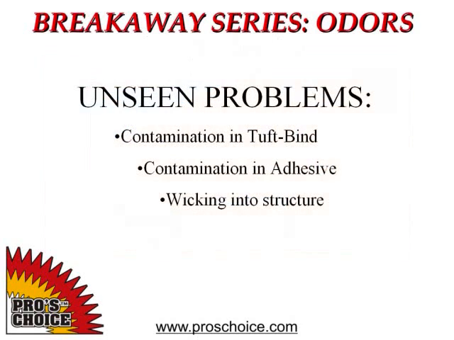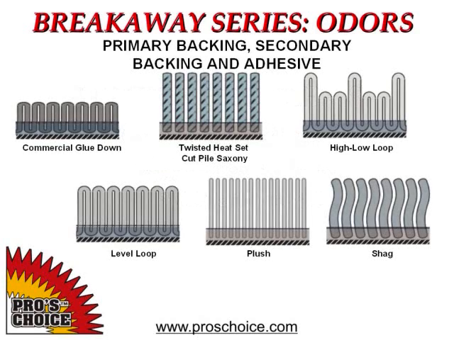Not all of the contamination is going to be visible. Urine can build up in a variety of areas, both in the carpet itself and the surrounding construction. Let's take a look. Most common carpet construction can be broken down into several components.